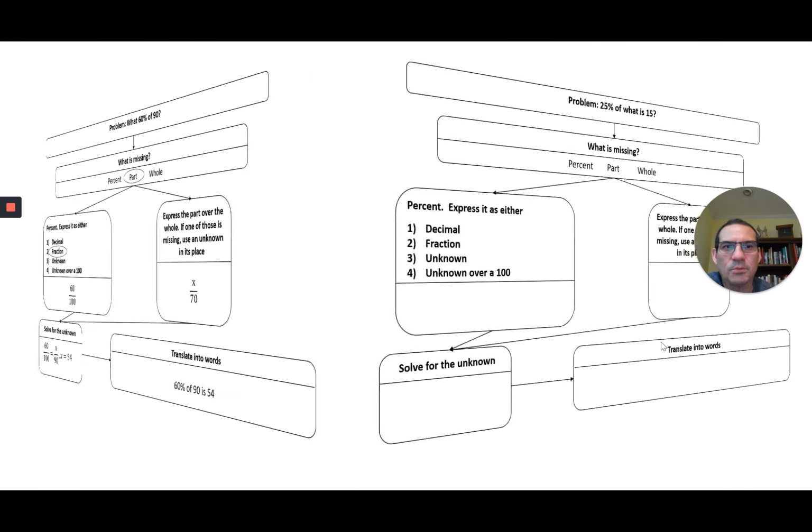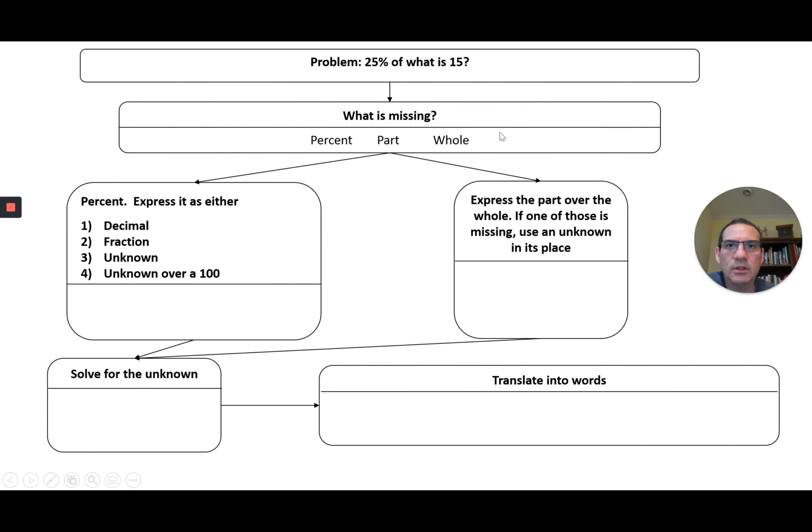And then one more problem where we have the whole. So, 25% of what is 15? So in this case, we're looking for the whole. Okay, and I'm going to represent the percent as a decimal to make a change. And then in this case, it's 15 over x, because the whole is what is missing. You take the equation, and then finally you translate it into words.